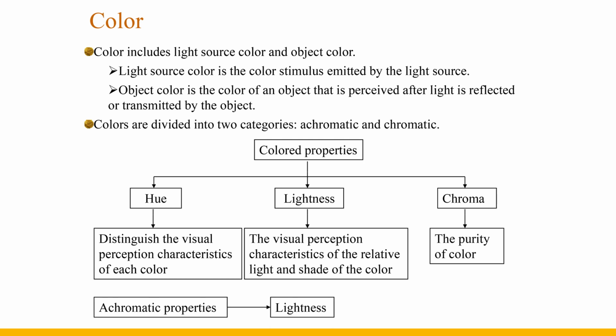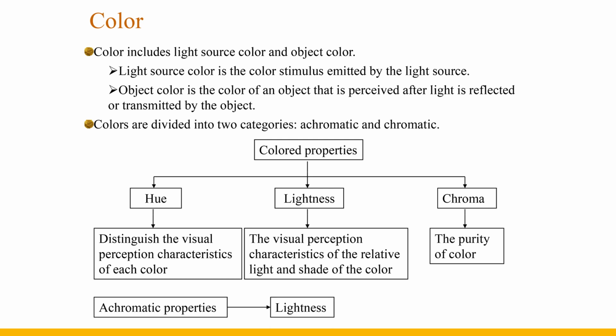Color has three properties: hue, lightness, and chroma. Hue is a visual perception characteristic that distinguishes its color. The hue of the light source depends on the human visual perception produced by the spectral composition of the radiation. The hue of an object depends on the spectral composition of the light source and the visual perception produced by the proportion of light radiation of its wavelength reflected or transmitted by the object.